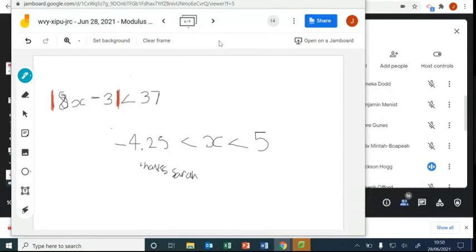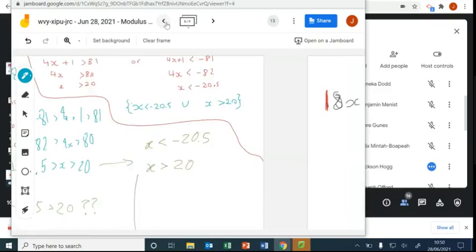Sir, should it be written as universal or not? When you say universal, do you mean? Well, because you said it's for all values of x before, right? So if you get -4.25 is less than x, and 5 is greater than x, do you write that as universal or not? Because what you did on the last one, you put universal.